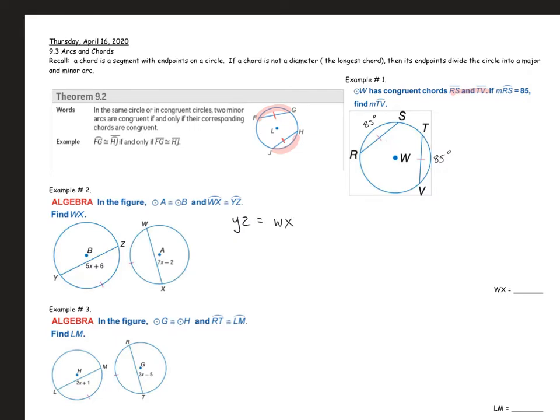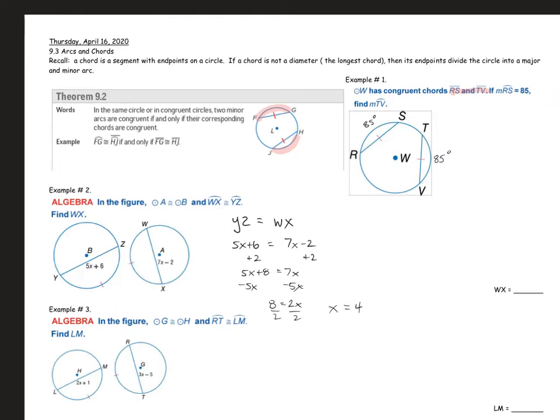So YZ is 5x plus 6. Just do a little substitution. That equals 7x minus 2. I'm going to go on and add 2 to both sides. So I get 5x plus 8 equals 7x. Subtract the 5x from both sides now. I get 8 equals 2x. I divide both sides by 2. And we get that x is 4.